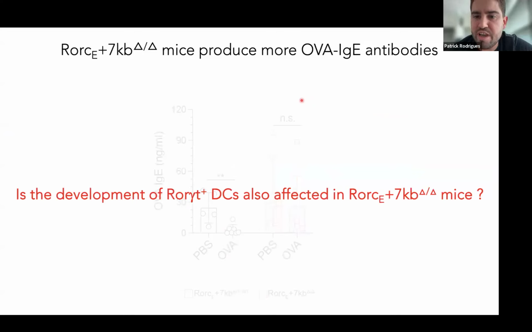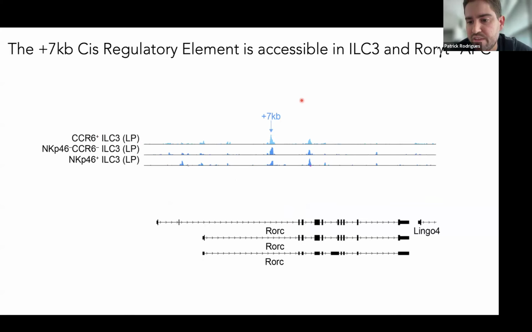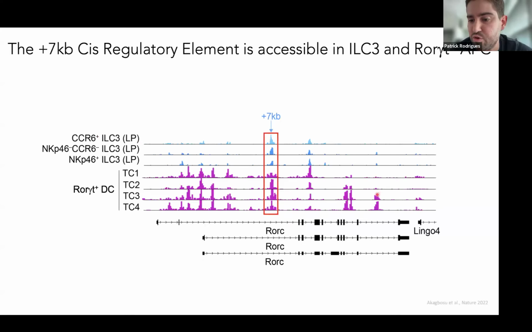So obviously, we checked whether this 7kb enhancer is important for ILC3 development, but we don't really know whether the other counterpart of Rorg-T APCs, which are the Rorg-T DCs, are also affected in the Rorg+ plus 7kb enhancer knockout. So to assess that, we took advantage of the data set published by the group of Brown in the Nature paper, and we had a look at the Tethys cells, which are basically the Rorg-T DCs, and checked whether the 7kb element is actually accessible in the Rorg-T DCs. And indeed, you can clearly see that the Tethys cell compartment also has open chromatin within the 7kb region.